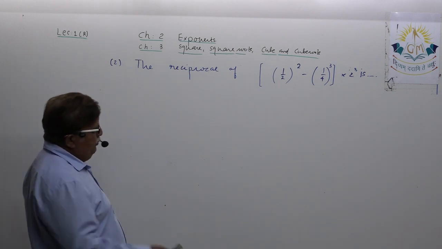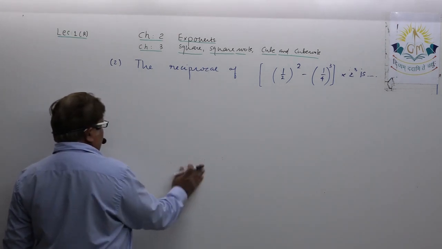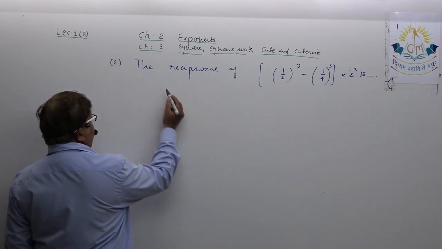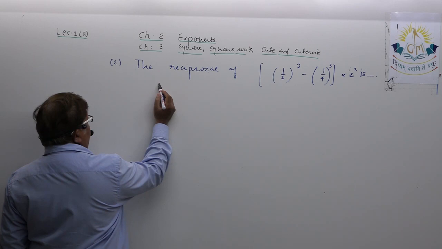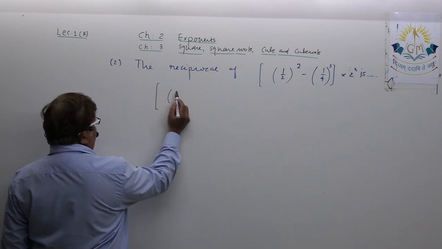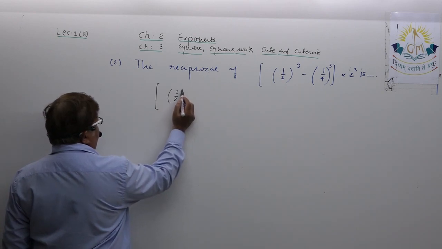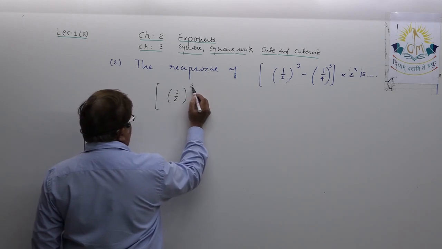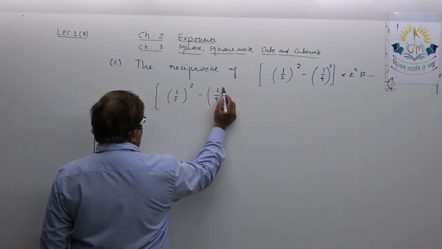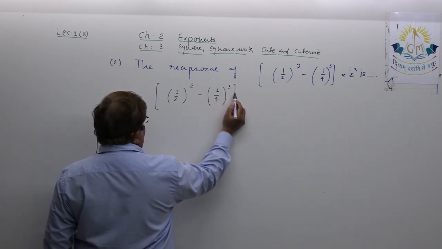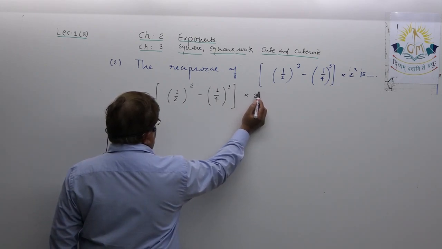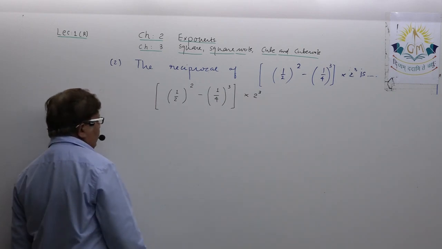Okay, you must have solved it in your book also. I am solving it here so that you can verify with the example you have solved. See, dear student, this is the mathematical expression we are given: 1 upon 2 raised to 2 minus 1 upon 4 raised to 3, and then it has been given 2 raised to the power of 3.